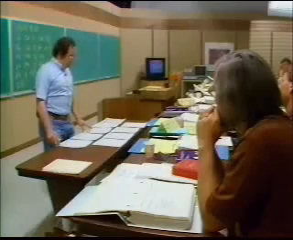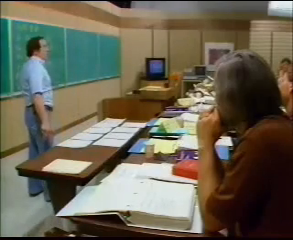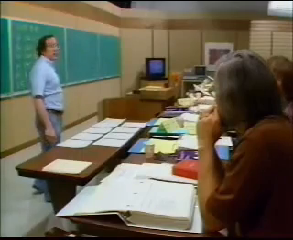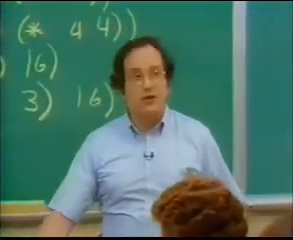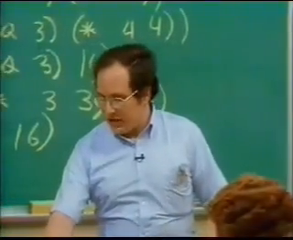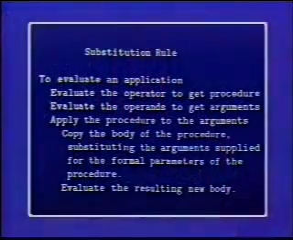Okay? Now, of course, I made a specific choice of the order of evaluation here. There are other possibilities. If we go back to the telestrator here, and look at the substitution rule, we see that I evaluated the operator to get the procedures, and I evaluate the operands to get the arguments first before I do the application.